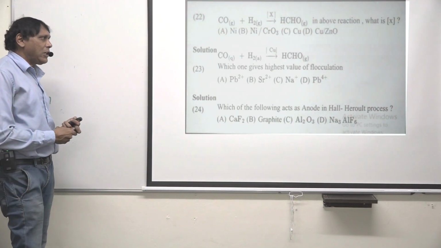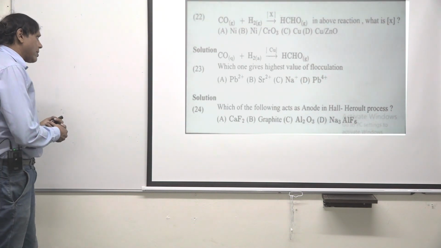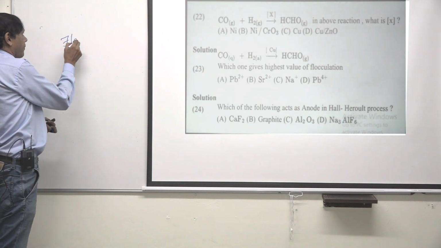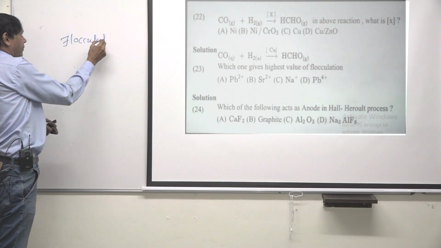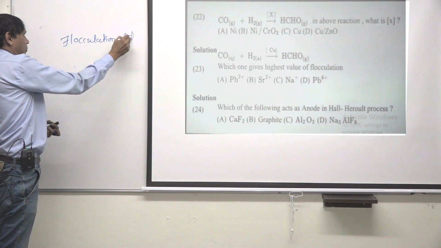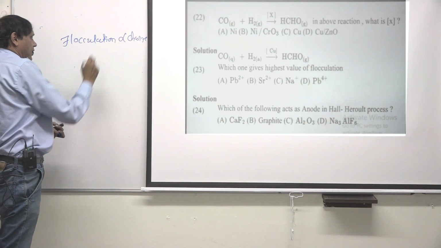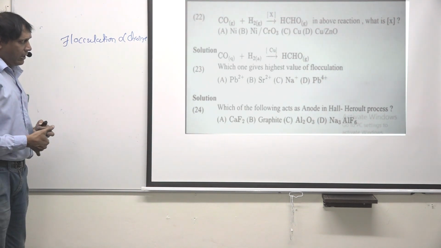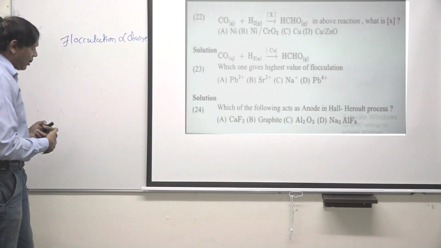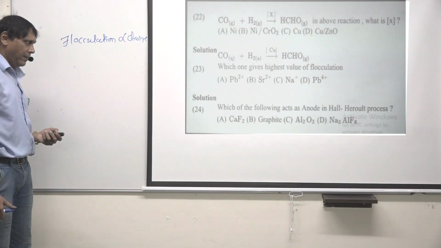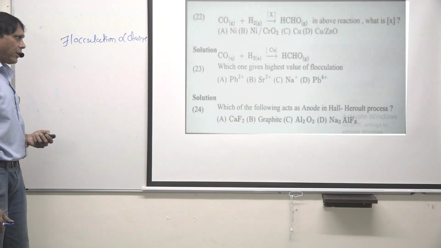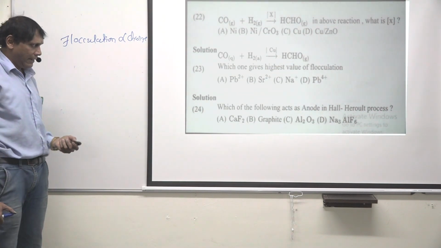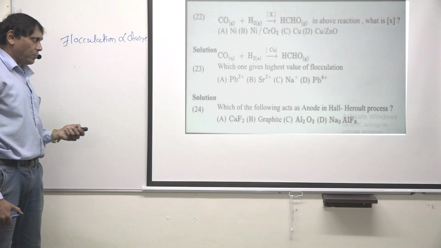Which one gives the highest value of flocculation? As you know, the flocculation is directly proportional to the charge. Higher the charge, higher the flocculation. So in our case, among the options, Pb plus 4 is the highest charge, so higher the flocculation. Which of the following acts as anode in Hall-Héroult process? As we see, the graphite behaves like the anode in the Hall-Héroult process.